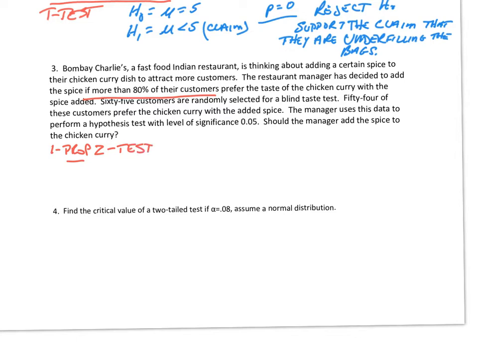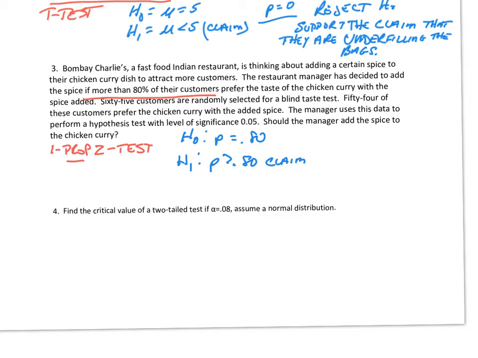Now, to work a one prop z-test, I just need to do my hypotheses, because while there are conditions that we have to fulfill for a one prop z-test, until you get to a bunch of higher level statistics, it's not really relevant because all of our problems are going to meet those conditions. So if we write our hypotheses, he only wants to add the spice if more than 80% like it. So the null is just equal to.